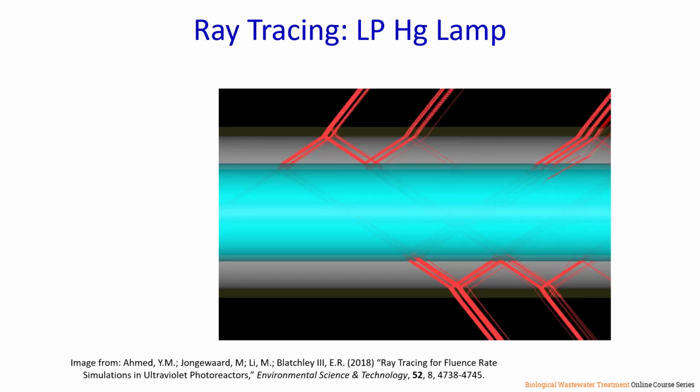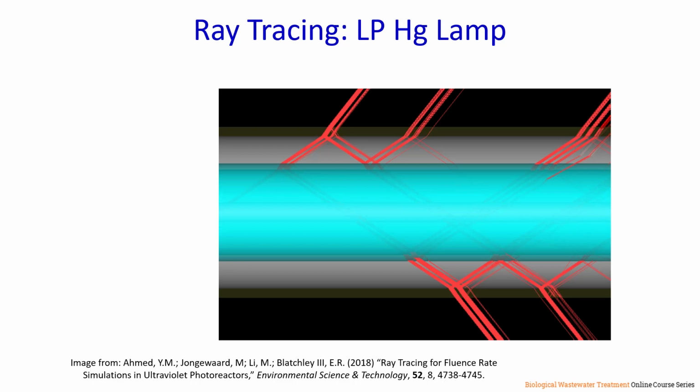Accurate simulations of the fluence rate field are a unique requirement of UV disinfection systems. There are a number of tools that are available to conduct these simulations, but the best of these is based on a method known as ray tracing, which is illustrated in this image for a low-pressure mercury lamp. The basic idea in a ray tracing simulation is that we'll draw a numerical representation of the lamp or lamps within the system, and then we'll simulate the output by accounting for the relevant optical behavior of the system.